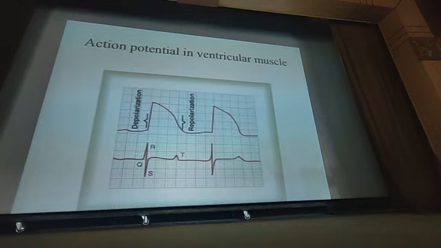Action potential in ventricular muscle. You know the difference between the action potential in ventricular muscle and in other neurons and skeletal muscle. Except for rapid depolarization and rapid repolarization, that of the ventricle or cardiac cells has a plateau. There is a plateau.